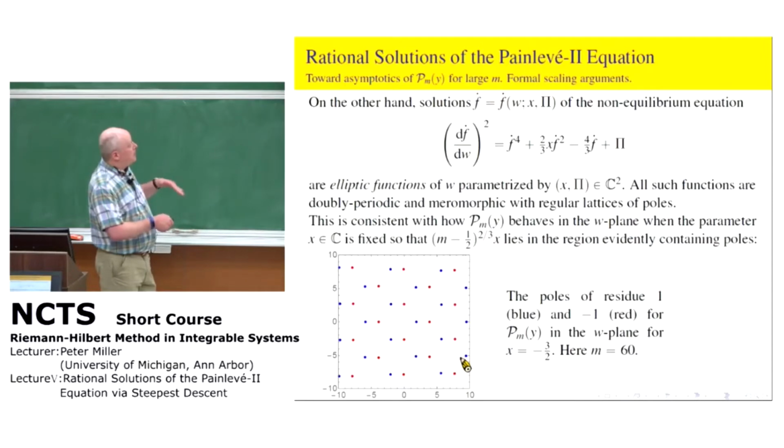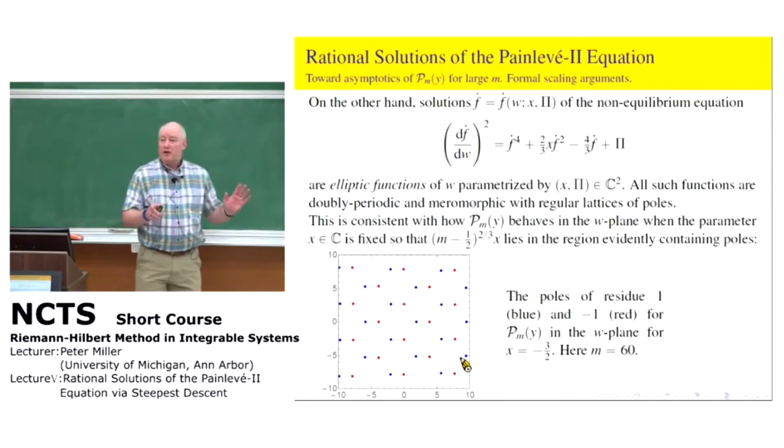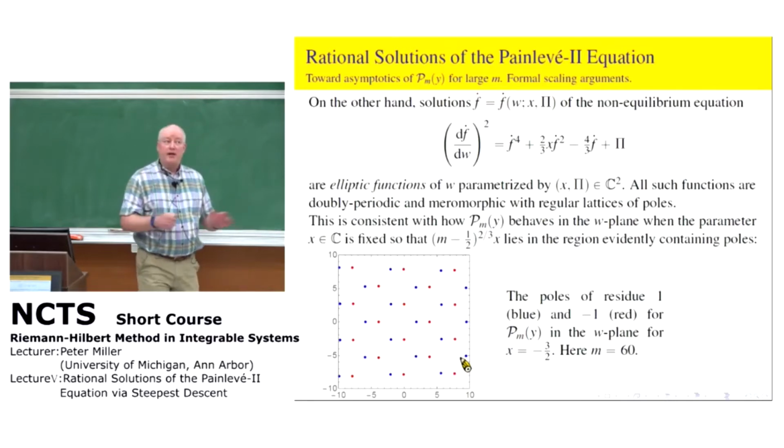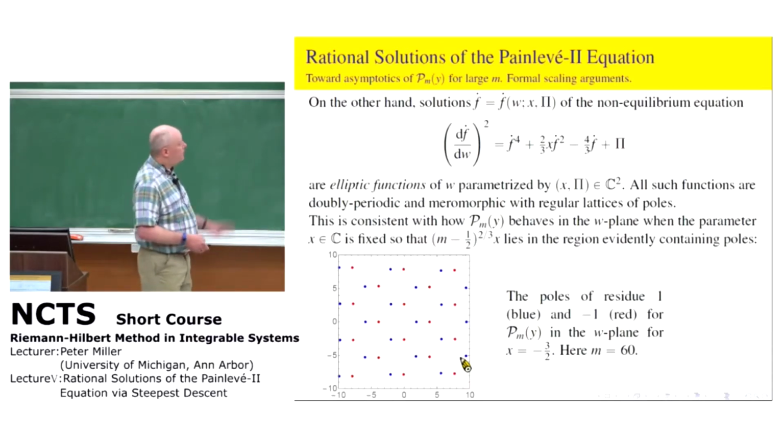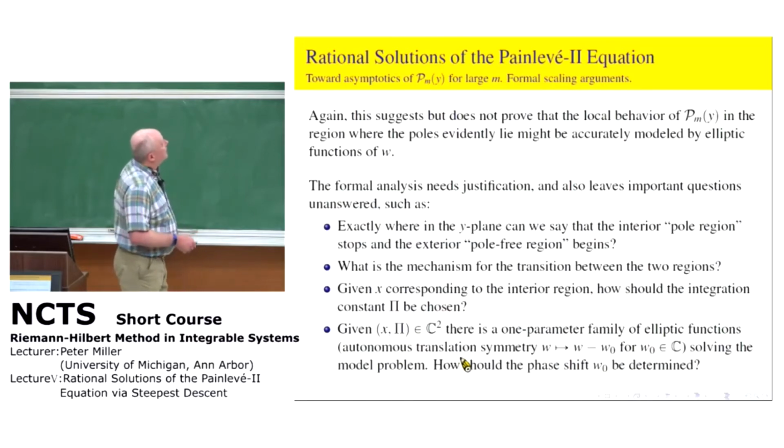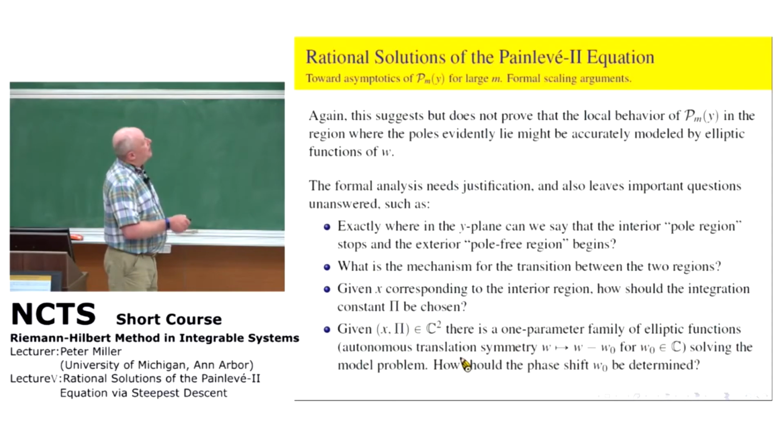At this point, you really could almost just connect these dots and make little hexagons, and it would be a perfect tiling of the plane by some parallelograms, and that's what you need to do in order to have an elliptic function approximation. Okay, so it all looks quite consistent. So again, it suggests but does not prove that the local behavior of Pm of y in the region where the poles are might accurately be modeled by elliptic functions of w.